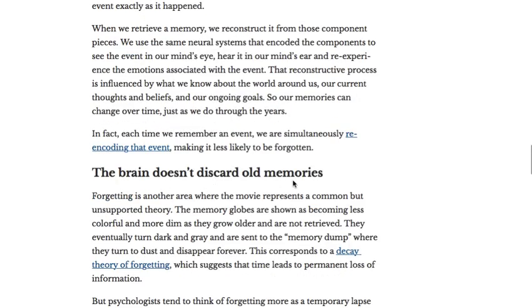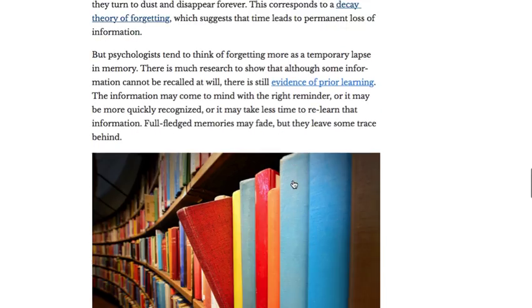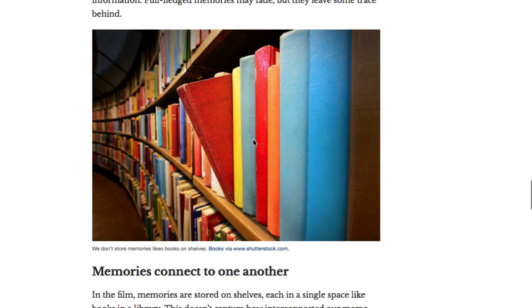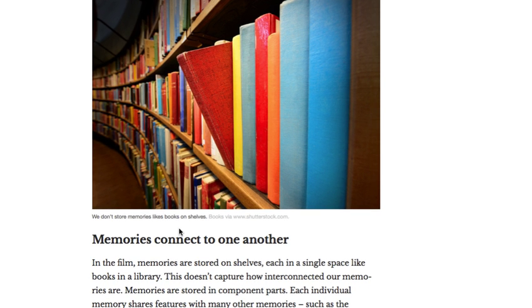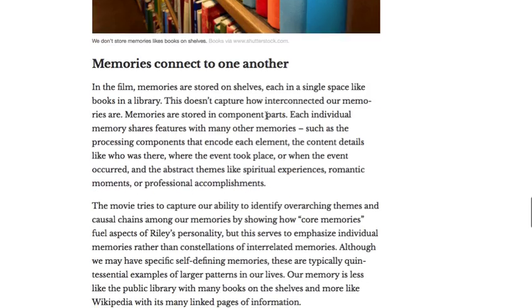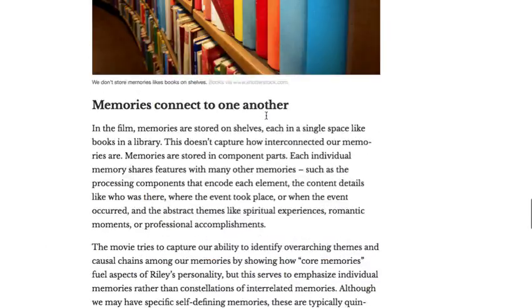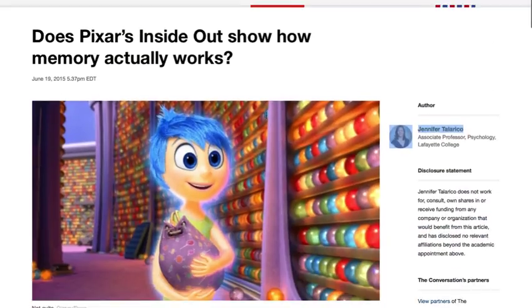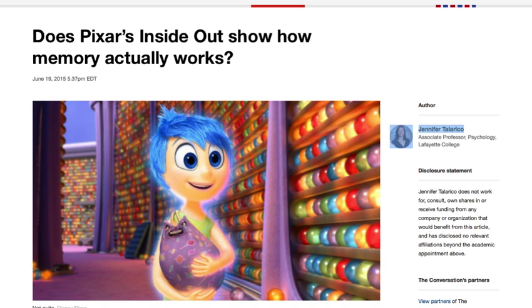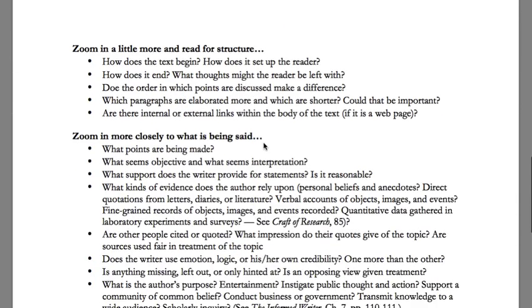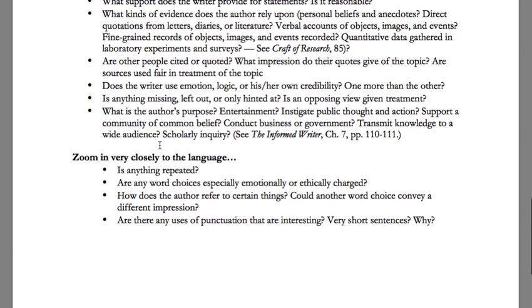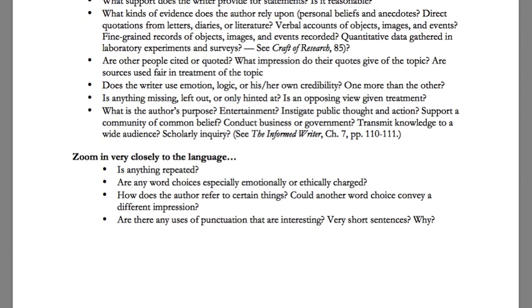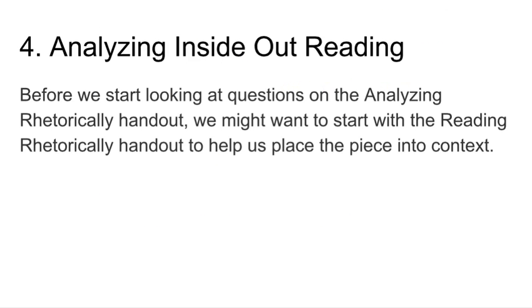The brain does not discard old memories. Okay. Memories connect to one another. We've also got this idea that we don't store memories like books on a shelf. Okay. And memories connect to one another. So, we've got a few ideas here just from skimming, before we even start reading, about what this article might be doing and talking about. We could take a look at more of these questions if we wanted to, and it's good to do so.